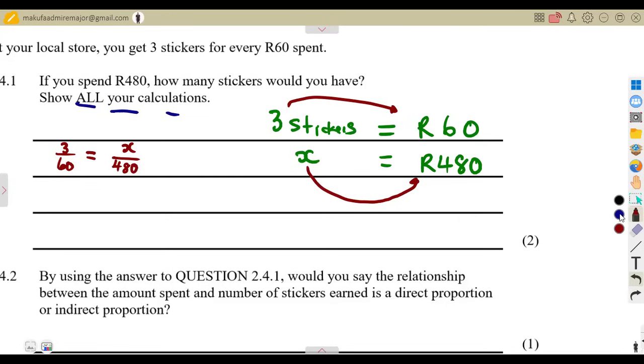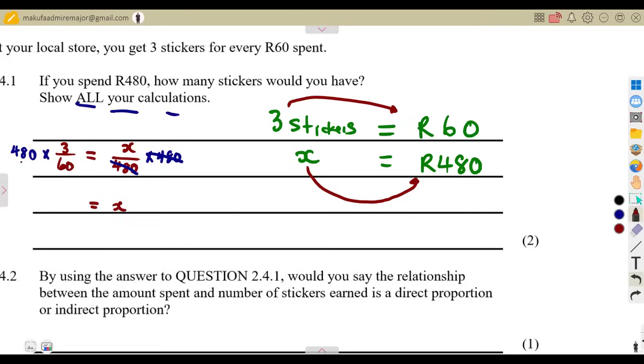We talked about cross multiplication when we are solving equations. So I can cross multiply: 480 multiplies this side, 60 multiplies the other side. Or simply remove this 480 by multiplying by it. If I multiply by 480 on this side, I'm simply removing the 480, so I'll be left with x. So x will be equal to the product of 480 times 3 over 60.